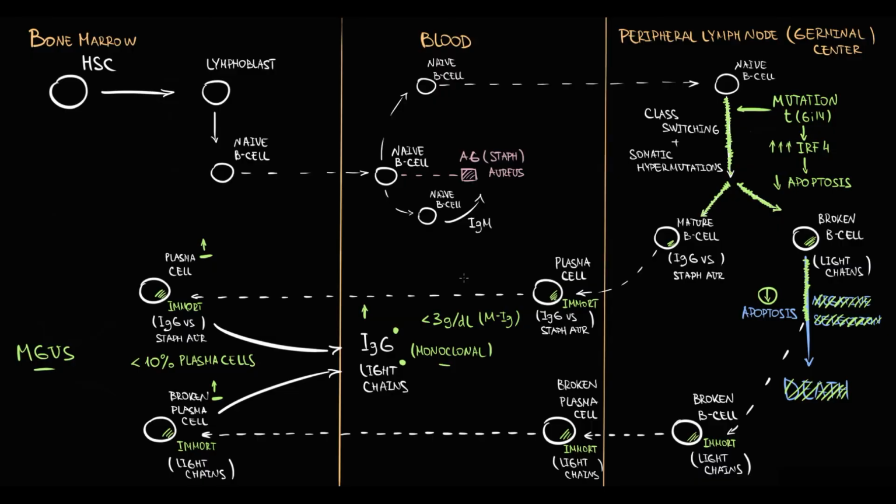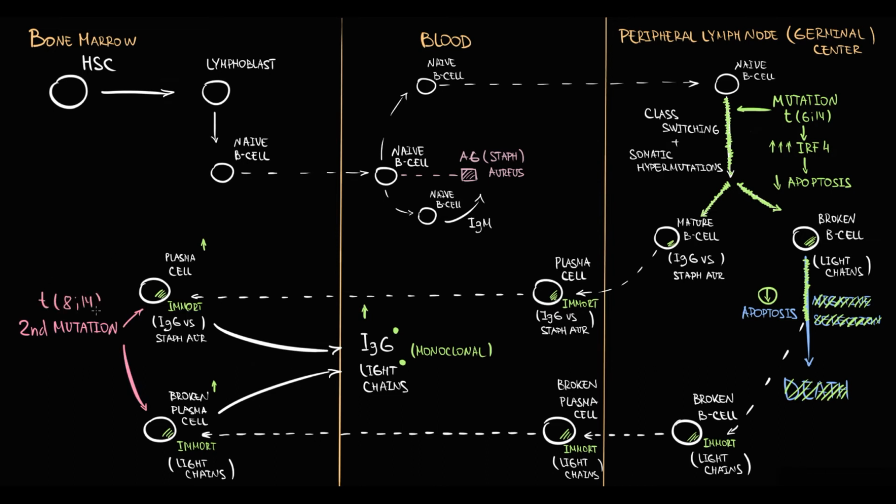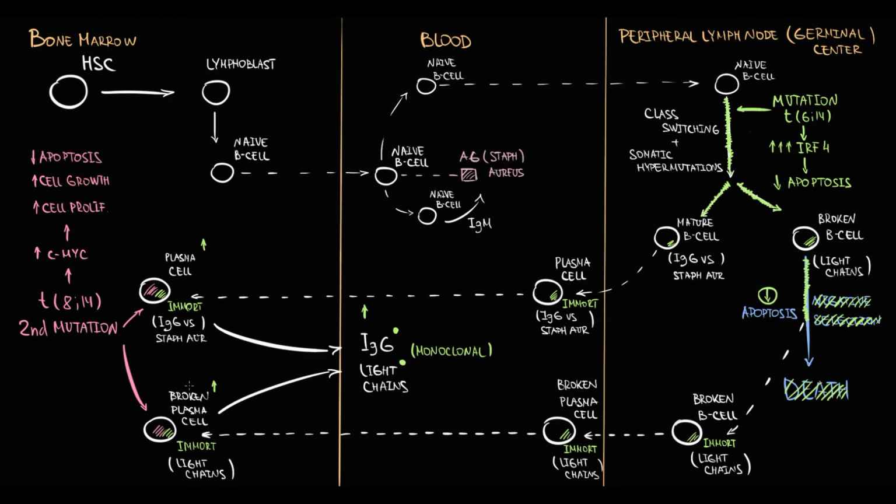And with time, while plasma cells remain in the bone marrow, a second mutation can occur. Let's suppose that a translocation between chromosome 8 and 14 occurs that results in overexpression of c-Myc protein. c-Myc protein activates expression of many pro-proliferative genes. For example, it drives cellular proliferation, stimulates cellular growth, and inhibits cell apoptosis. So actually the second mutation just amplifies the effect of the first mutation, and now such broken plasma cells become even stronger. Basically they are practically immortalized cells with a very high proliferation rate.